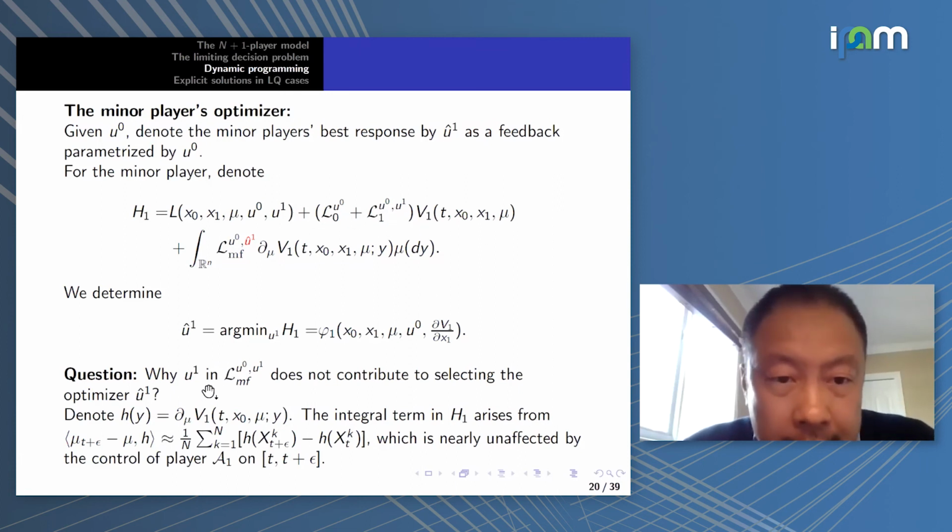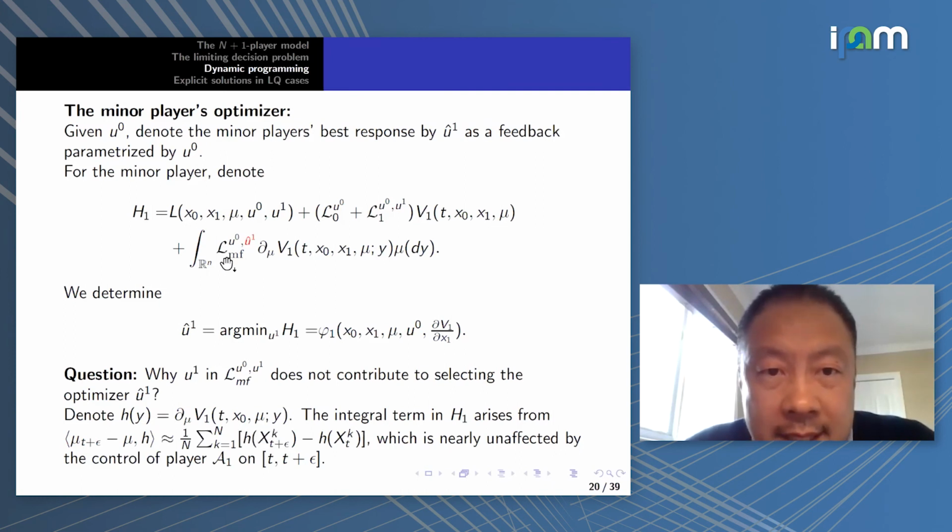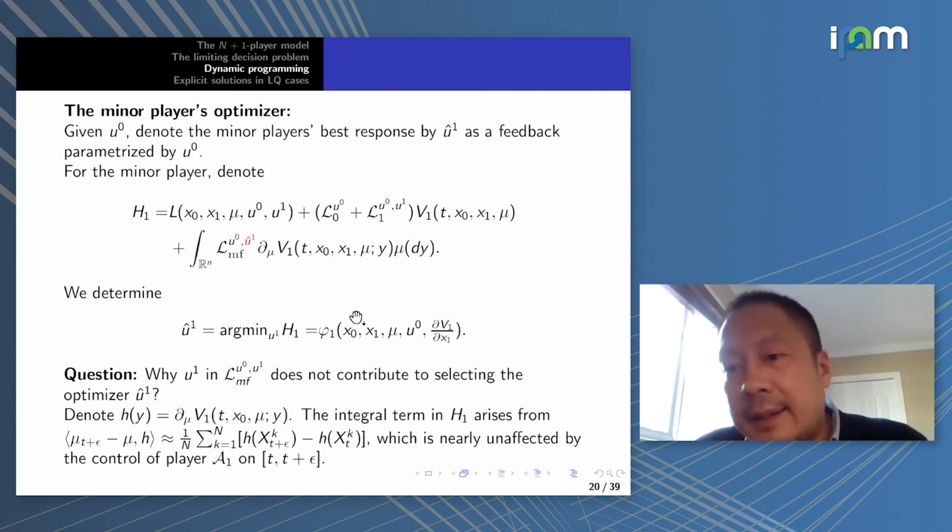Here we have a little bit of discussion on why you should protect this part. The reason is that this mean field is generated by all other minor players. The minor player in question cannot affect the dynamics of all other players. That's why you should protect this part.